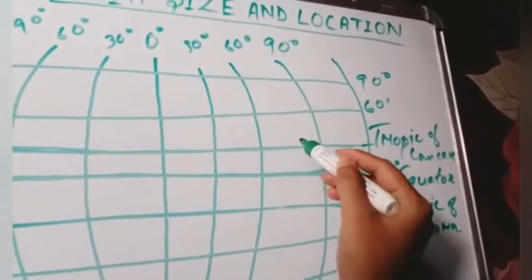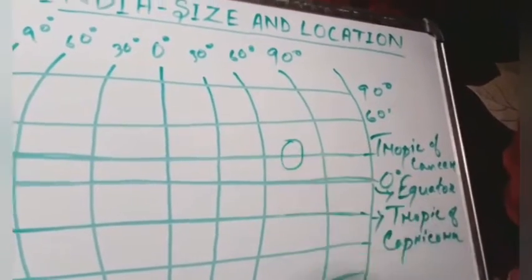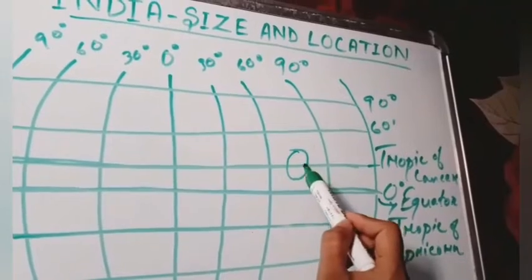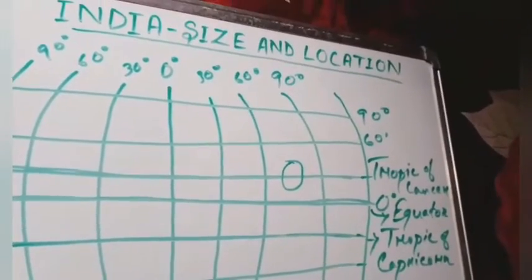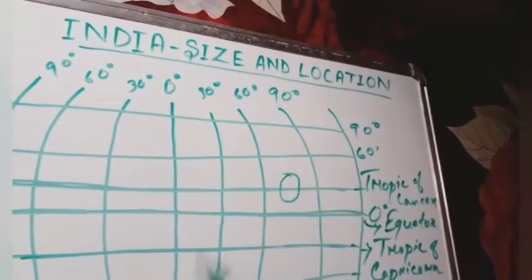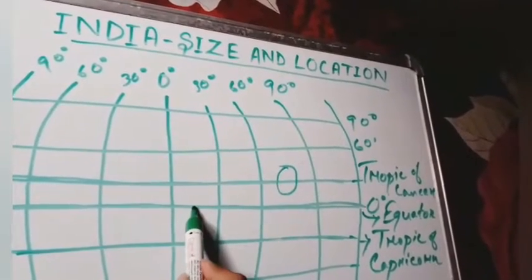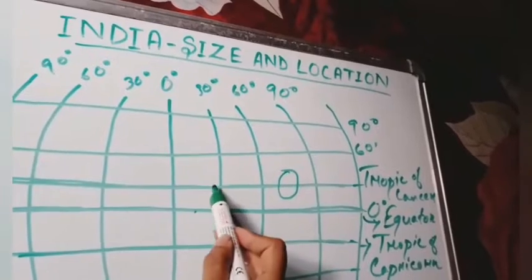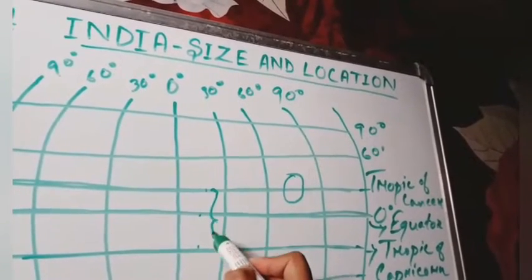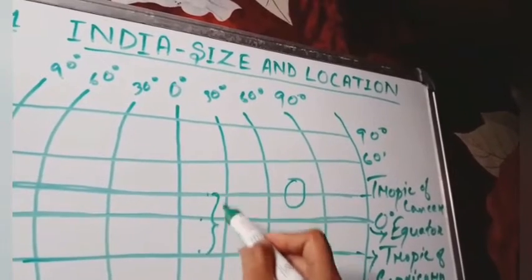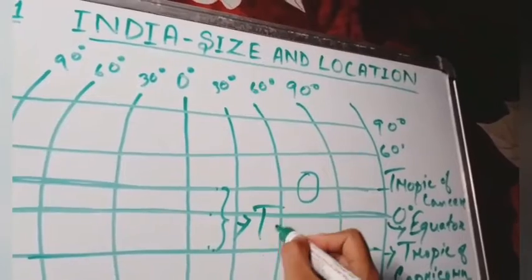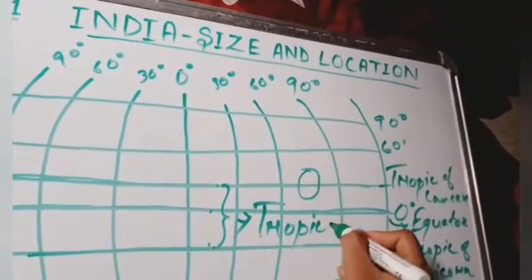So our India is somewhere here. India is divided by the Tropic of Cancer almost into 2 equal parts. As I say, this is the equator in the middle, this is the Tropic of Cancer, and this is the Tropic of Capricorn. This area from the Tropic of Cancer to the Tropic of Capricorn is known as the tropical zone.